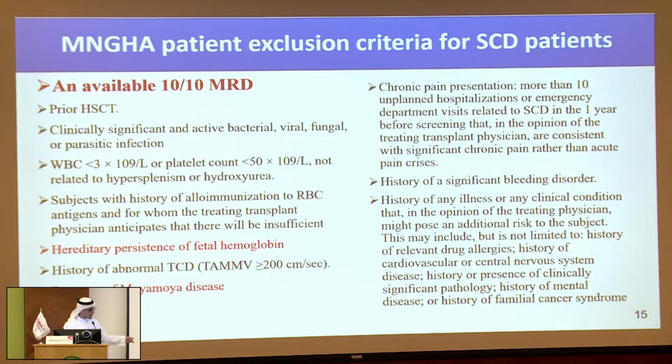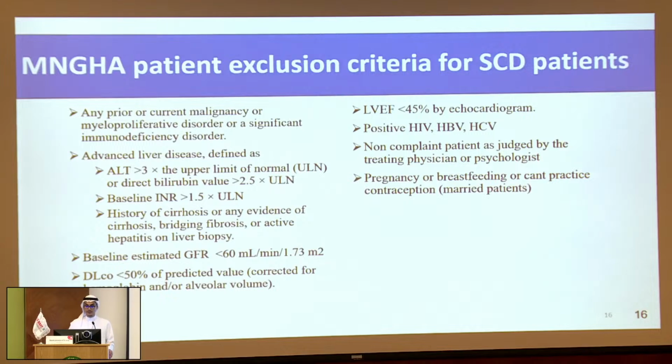Now, I put in red two things, and for those we need more data, and at the moment we are not going there yet. We can't say that you cannot do it, but at least in the studies, in the inclusion criteria, those patients were excluded. So patients with persistent fetal hemoglobin, especially in the eastern region, need to be studied further. The presence of vasculopathy, particularly moyamoya disease, also needs to be studied more before putting it as a standard of care.